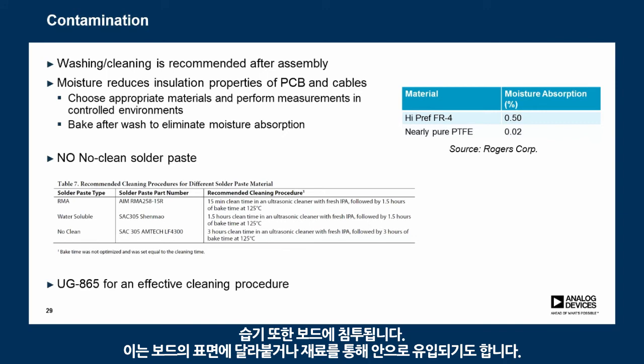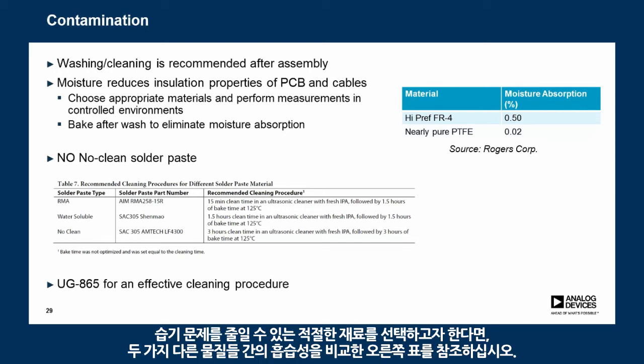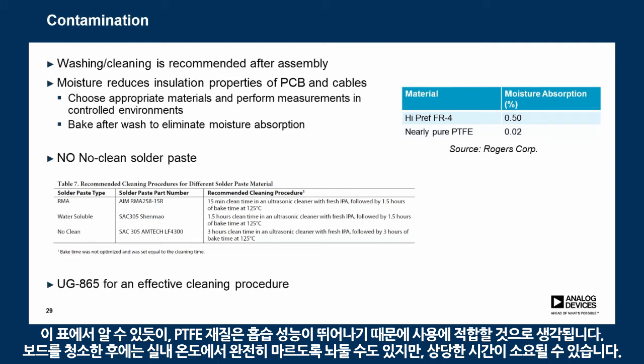Moisture will definitely get into the board as well. It could either adhere to the surface of the board or enter through the bulk of the material. So you want to choose an appropriate material that reduces problems with moisture. The table on the right shows a comparison between 2 different materials and their associated moisture absorption. And obviously from the table, it shows that PTFE material would be more recommended because of its better moisture absorption performance.